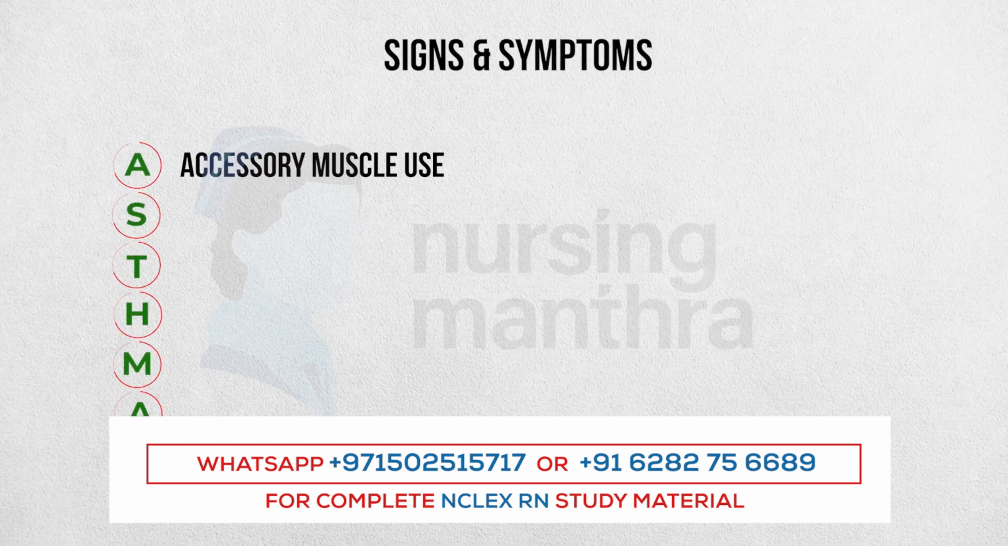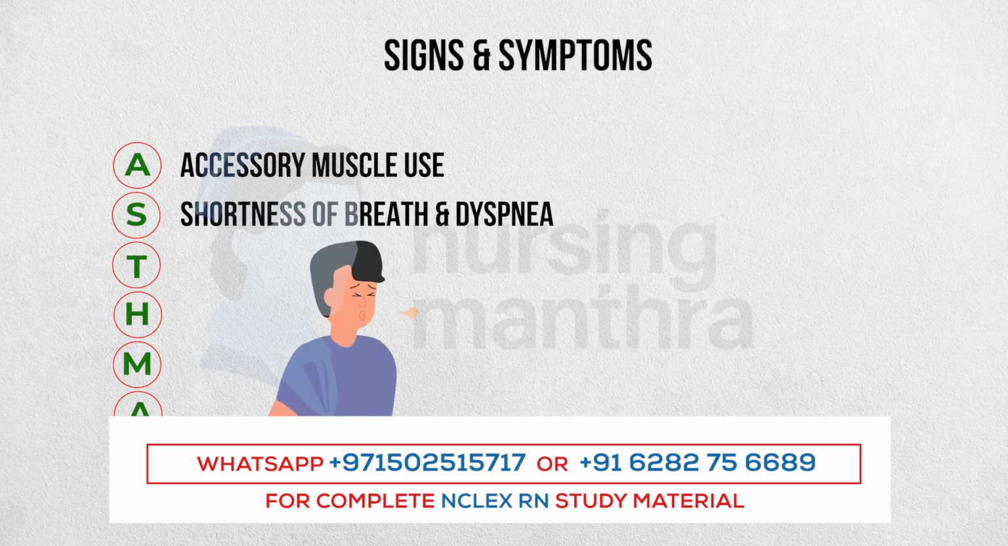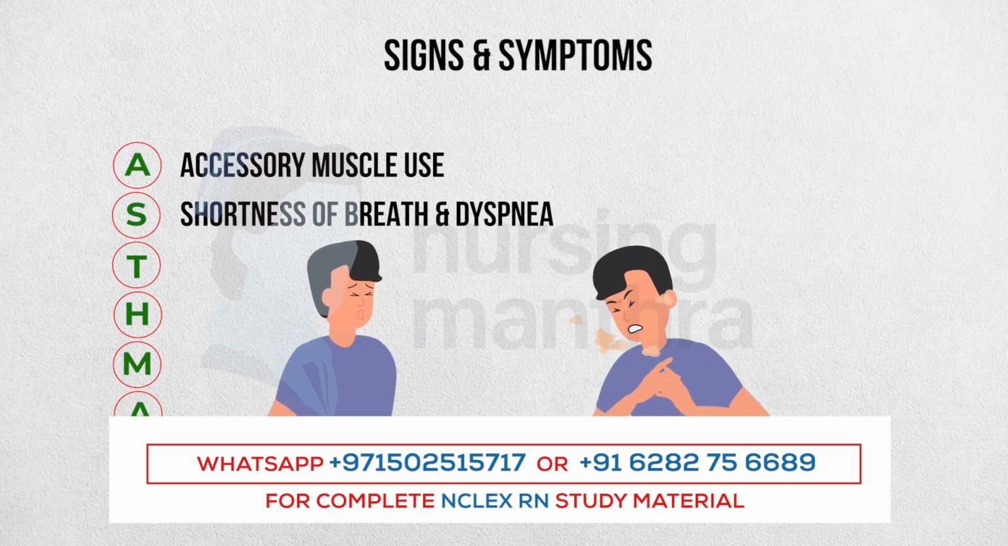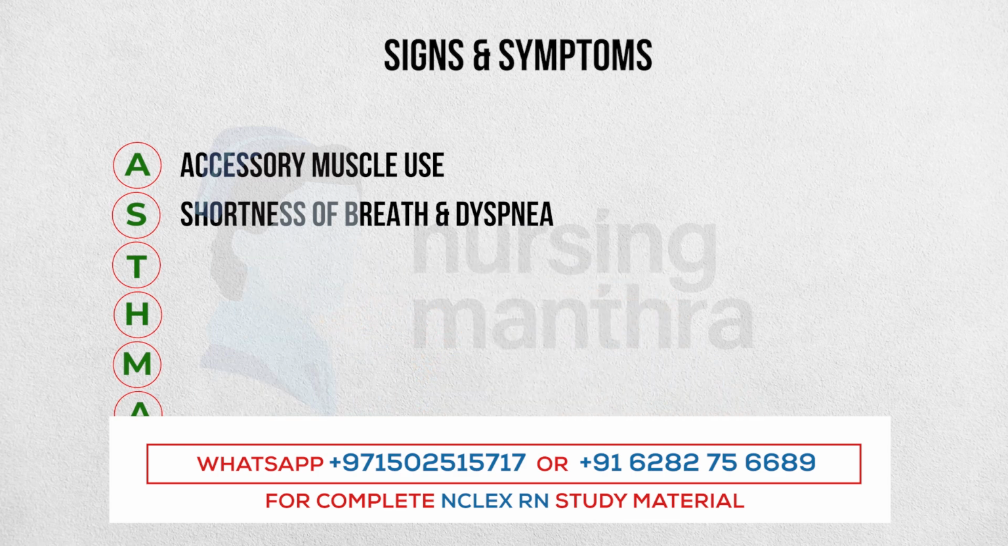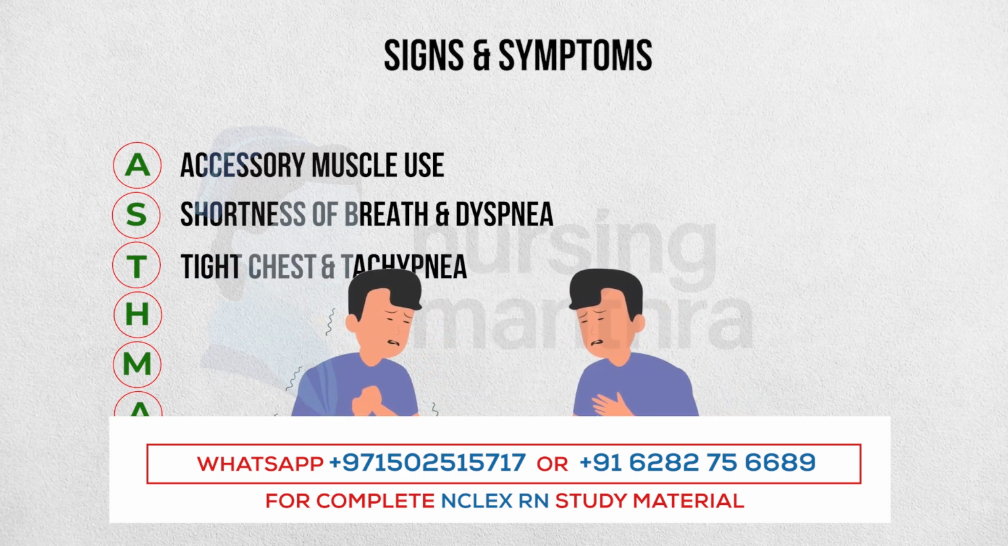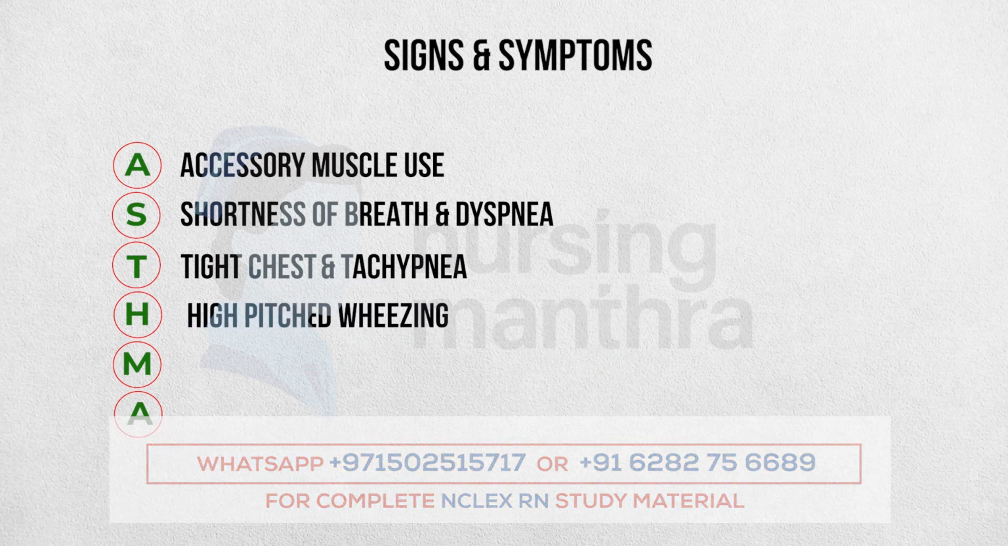The next sign and symptom is S, that is shortness of breath and dyspnea, the critical sign for asthma. T means tight chest and tachypnea. H means high-pitched wheezing.